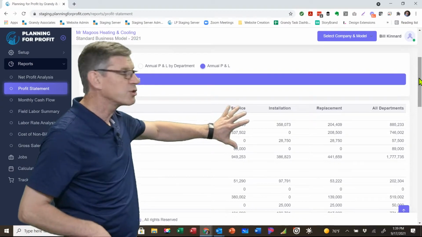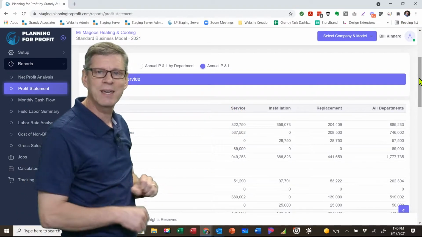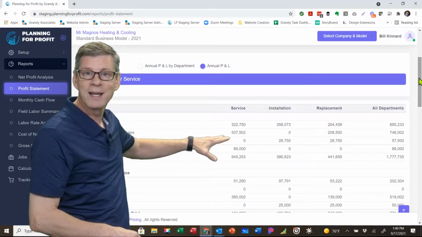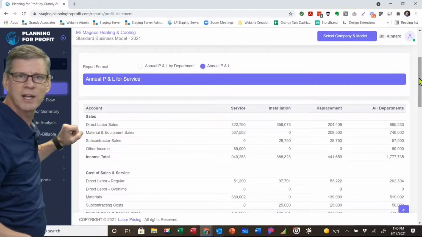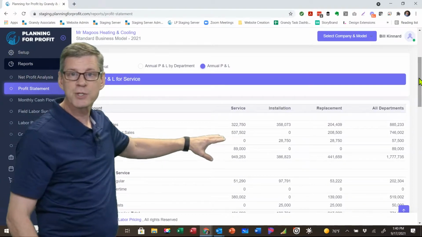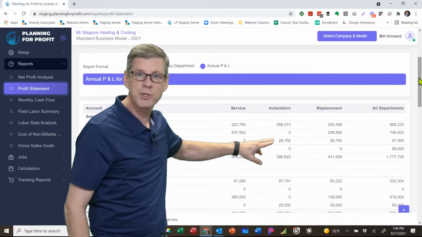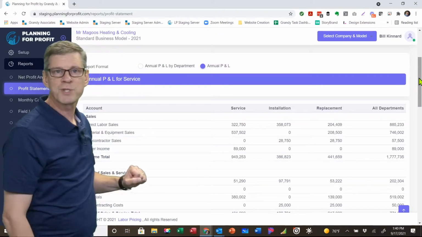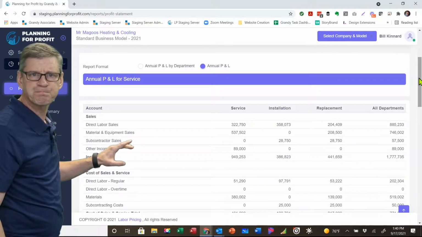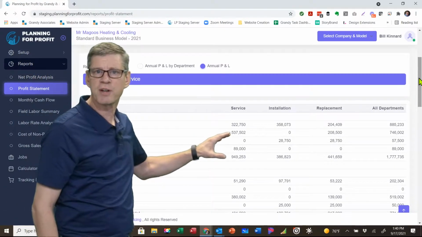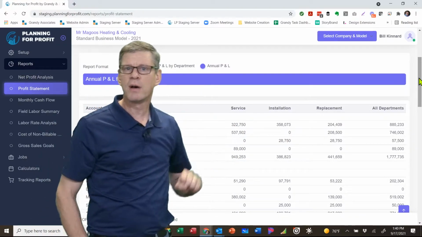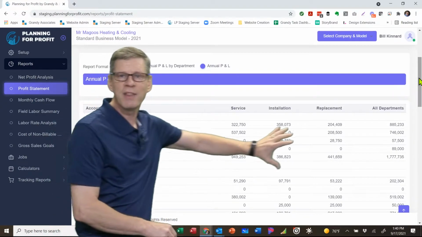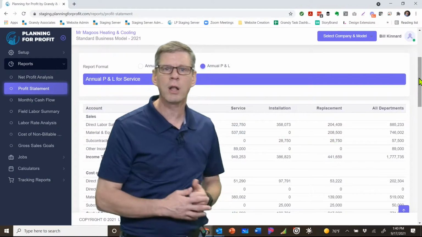And so you're seeing just the expenses that apply to that given department, or revenues for that matter. For example, here we've got subcontractors. I don't have any subcontractors in service, but I do have subcontractor revenue in install and in the replacement department. Same thing on some of the other expenses that are there. We can see the individual amounts of either expense or revenue showing up in the department as it applies, and then we have the grand total at the end under all departments.